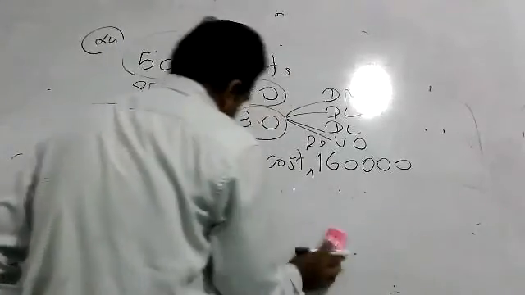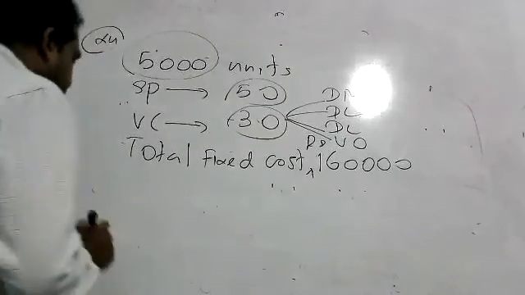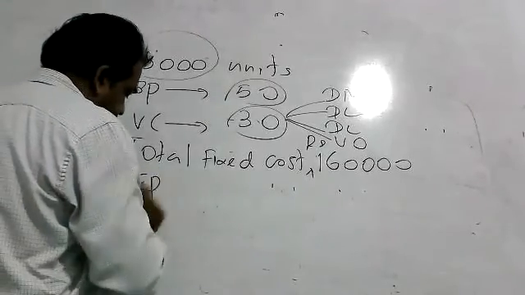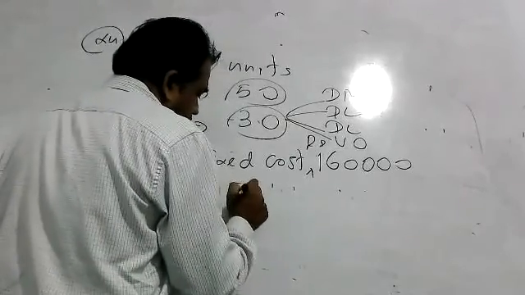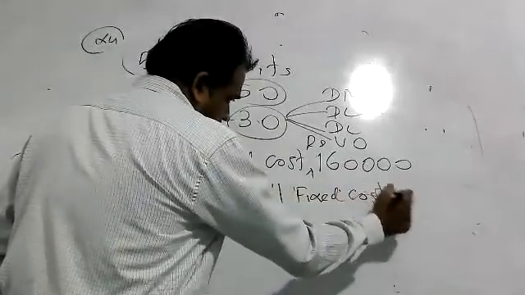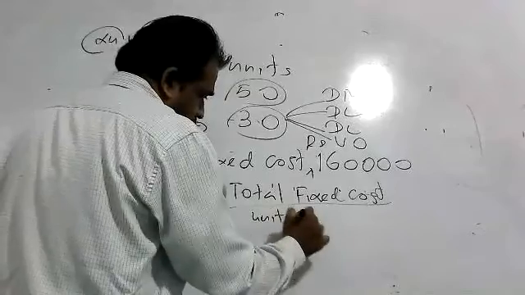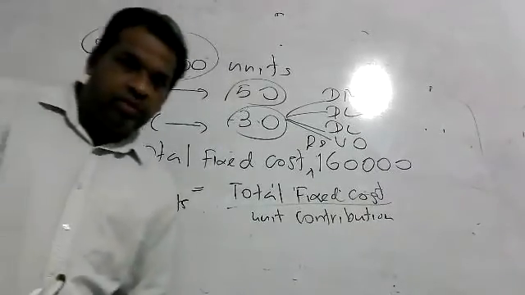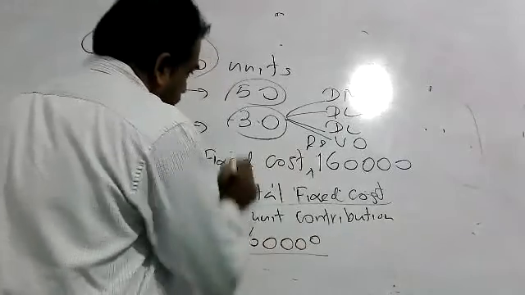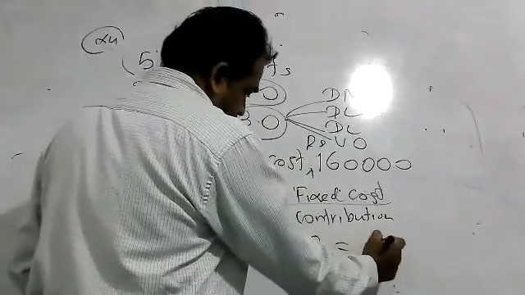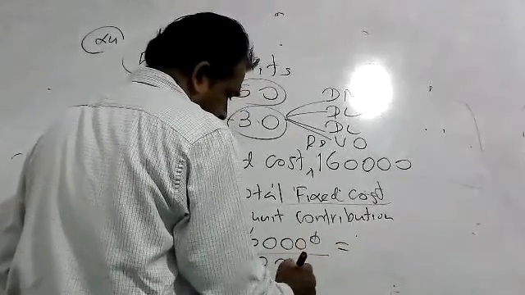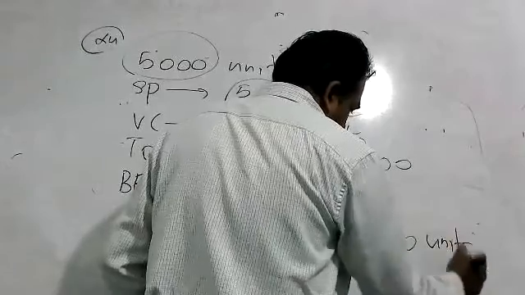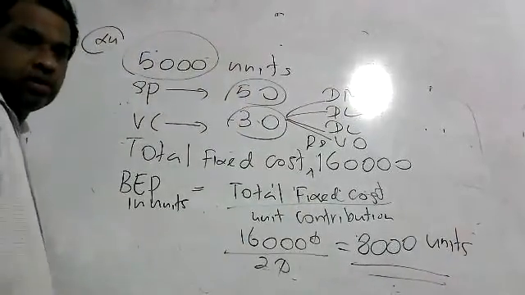Then our next concept is break-even point in units and value. Here, BEP in units equals total fixed cost divided by unit contribution. Total fixed cost we are given is 160,000 and unit contribution we are given is 20. Then 160,000 divided by 20 is 8,000 units. BEP in units equals 8,000 units. In the examination, you have to clearly mention whether it is units or value.